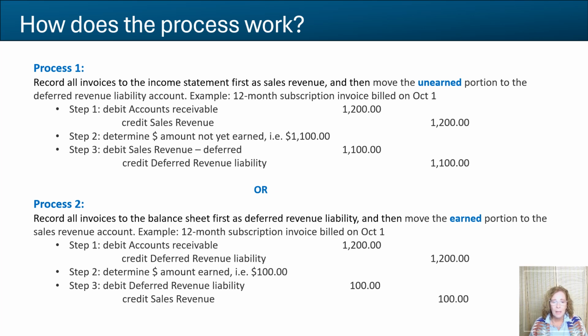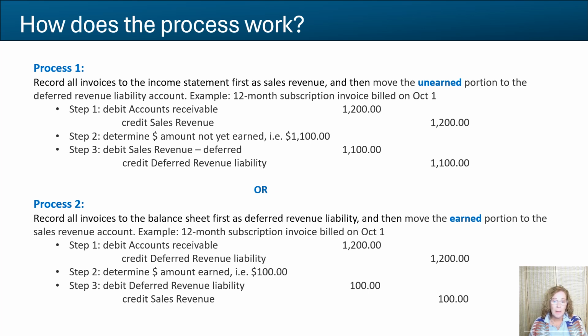So in this example here, we have a 12-month subscription invoice that we billed to a customer on October 1. The company's white paper states that the invoice is spread evenly over the months of the subscription. So under process 1, we first record a debit to accounts receivable and a credit to sales revenue for $1,200 when the customer is invoiced.